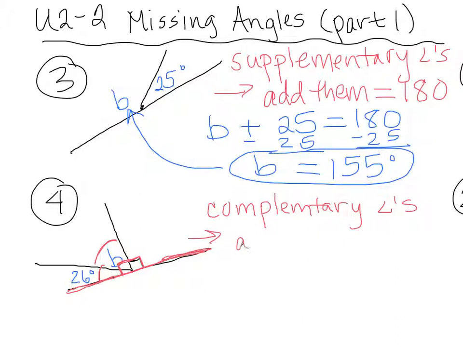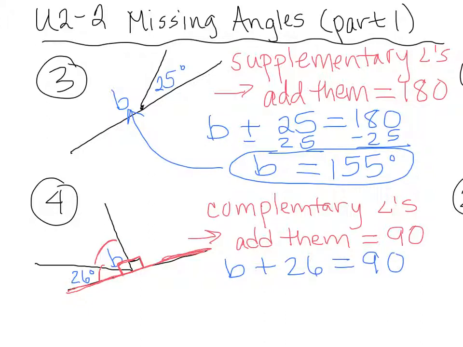So this would be a complementary angles scenario. And so what do we do? We add them and set it equal to our 90 degrees. Here, the angle B that we're trying to find plus the 26 degrees should equal 90. We subtract that 26 from both sides, and we have the remaining amount for angle B, which is 64 degrees.